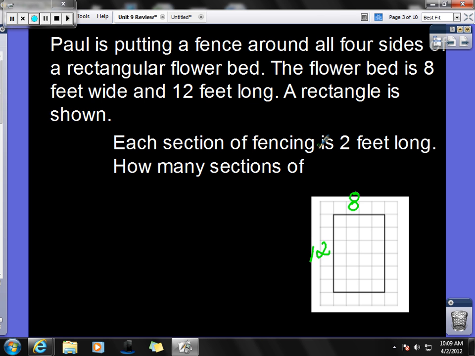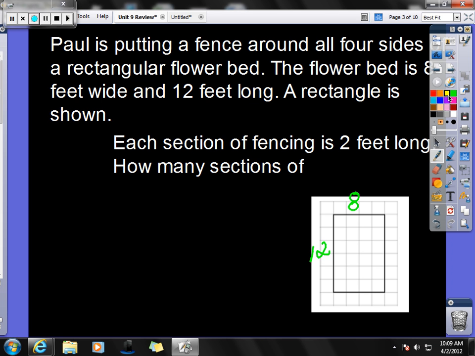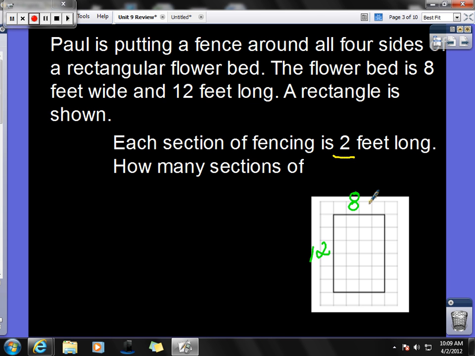Each section of the fence is 2 feet long. So each section is going to be 2 feet. I need to figure out how many sections of fencing I need.